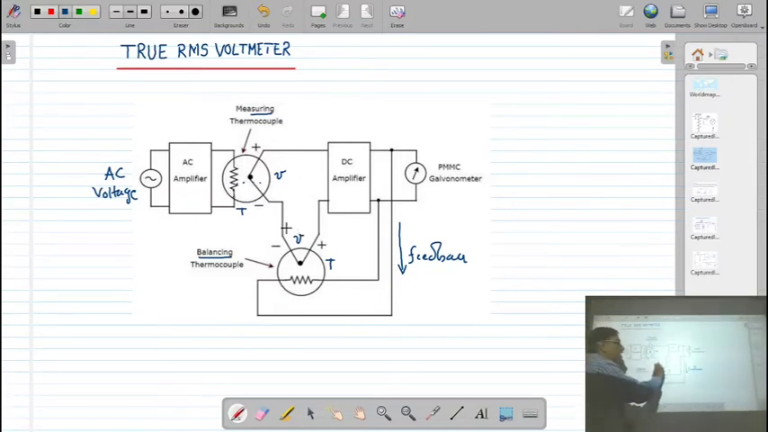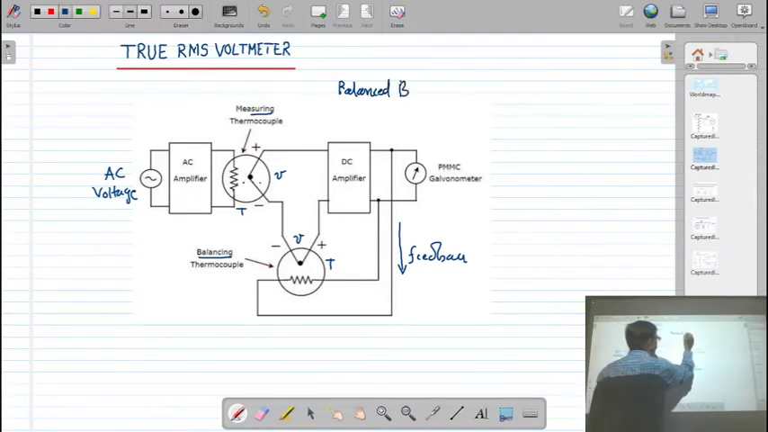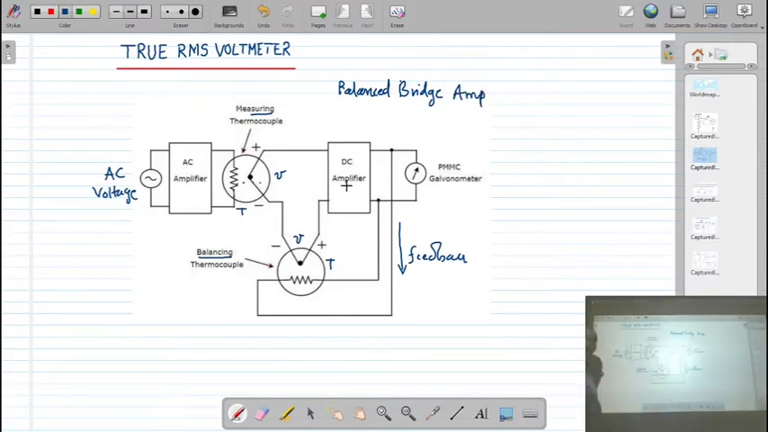And these two thermocouples are part of the balance bridge amplifier circuit. Remember, the DC amplifier is there, so whatever voltage is generated is a DC voltage. But it amplifies the difference of these two voltages. So V minus V, the difference is going to be 0, and therefore the galvanometer deflection will also be 0. So this is the initial condition of a true RMS voltmeter.